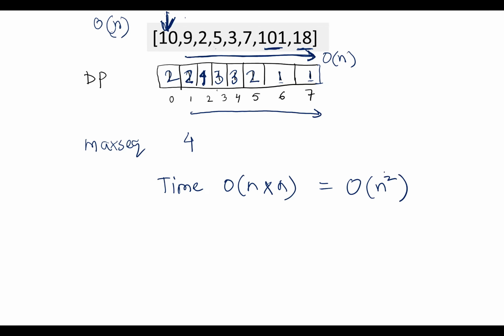Okay. And now the space complexity, as you can see, we have this array to keep track of the longest subsequence length starting from each index. And this is order of n. So space complexity is also order of n. Okay, so there goes our dynamic programming solution, the bottom-up dynamic programming solution for this problem, and this is an order of n square algorithm.